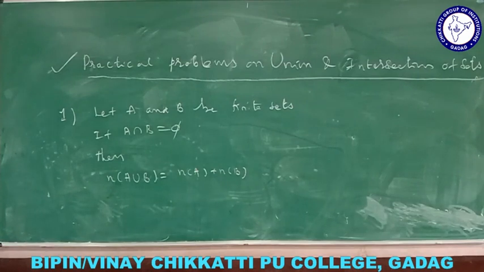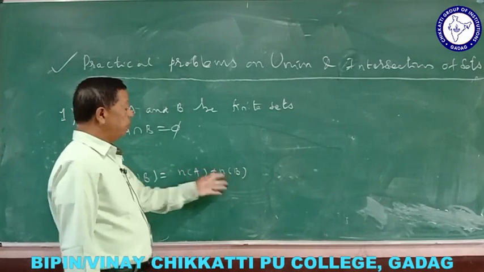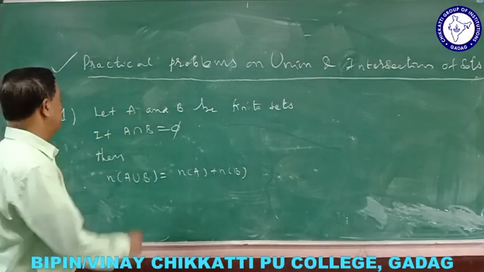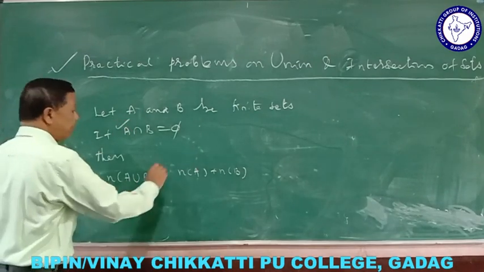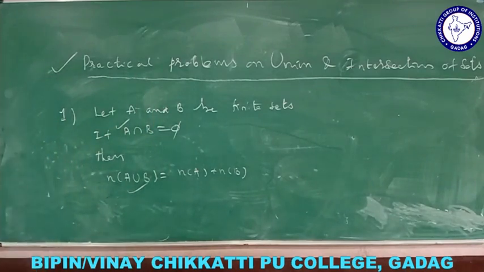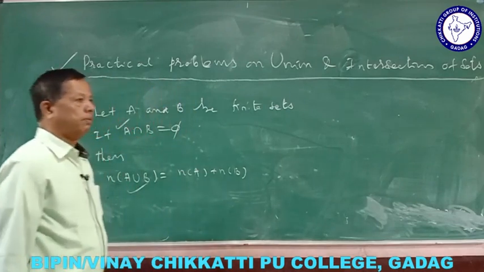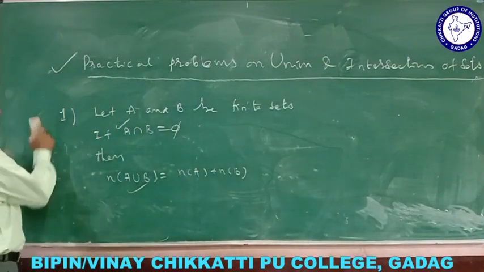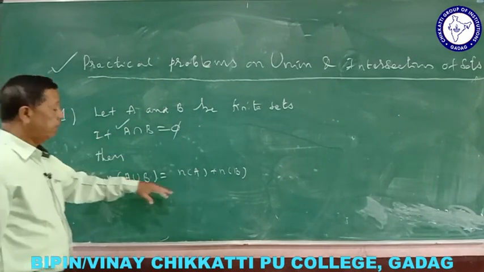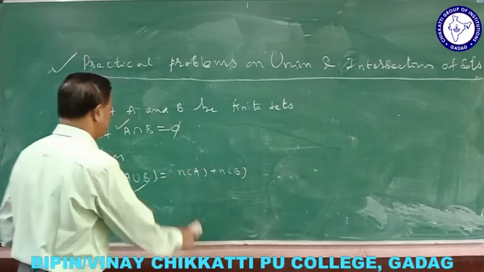See formula number 1: n of A union B equals n of A plus n of B. This is under the condition that A intersection B is a null set. If this condition holds, this formula is correct. So the first formula is: A and B are two finite sets. If A intersection B is a null set, then n of A union B, the number of elements in the set A union B, equals the number of elements in the set A plus the number of elements in the set B.